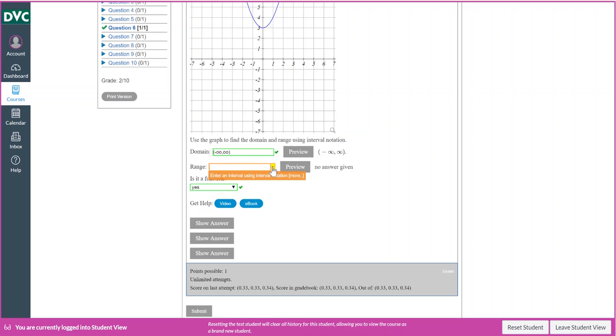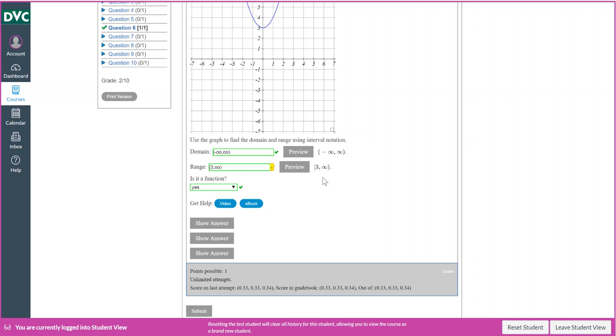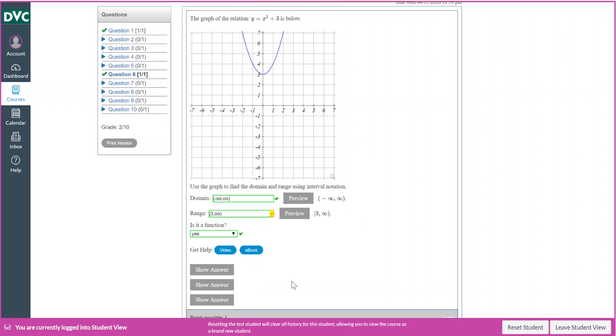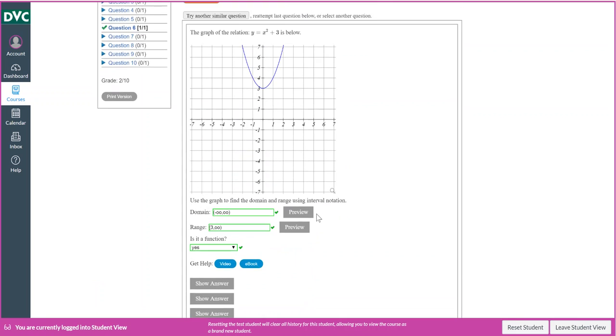My range, yellow arrow, intervals. My range was 3 to infinity, and I wanted to include 3. So I want to choose this one where I've got a bracket on the left and then a parentheses on the right. 3, comma, get on the other side of the comma, to positive infinity. Save. And there we have it. That's what we want. And yes, this thing is a function because it passes the vertical line test. I'm going to go ahead and hit submit. And we did great.